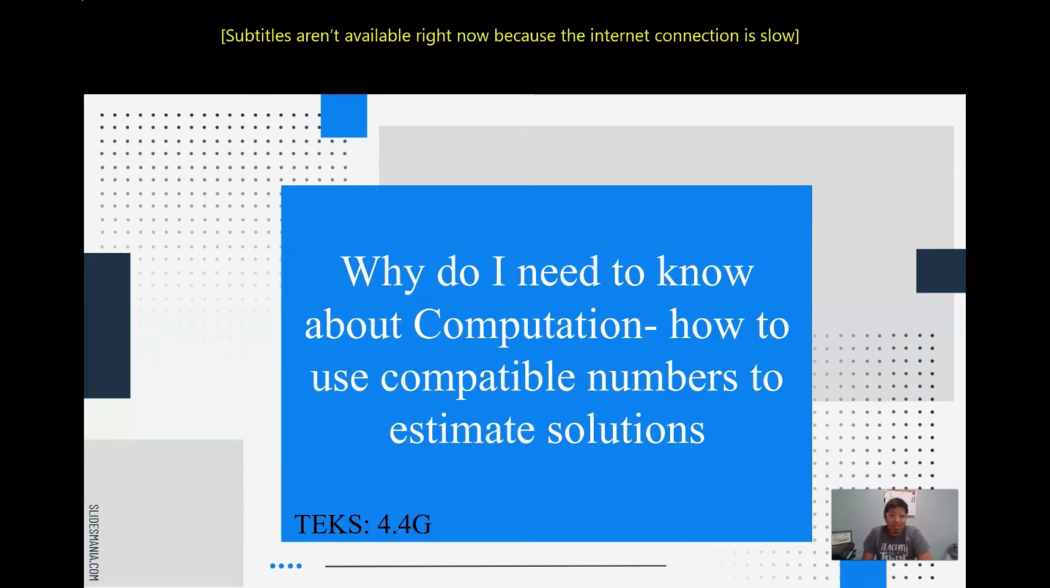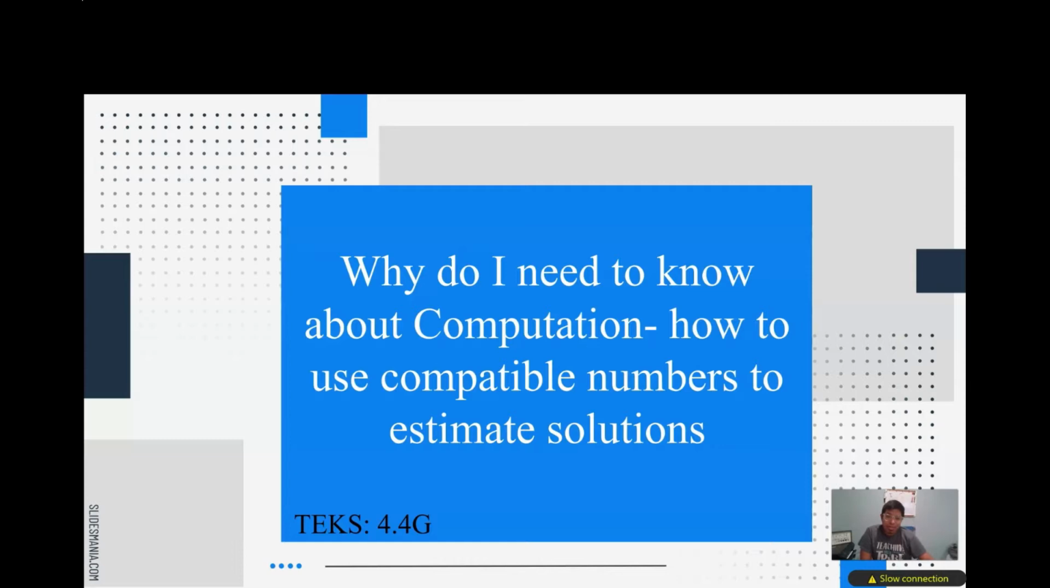So today's lesson is, why do I need to know about computation? How to use compatible numbers to estimate solutions. TEKS 4.4G. Let's go ahead and get started.